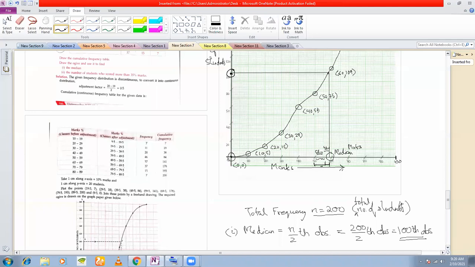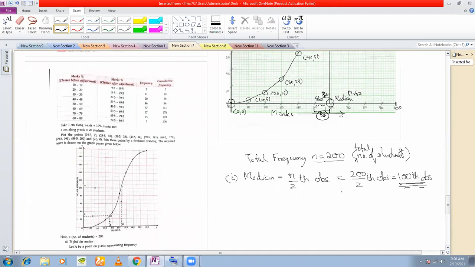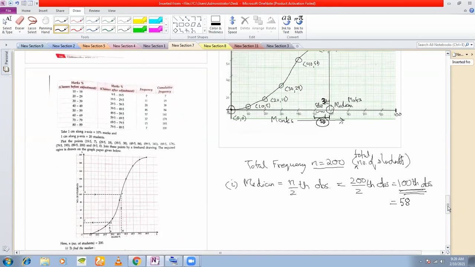That means this should be 59, or 58 also, if you have counted 8 divisions. Okay, it seems that it should be 8. Yes, it should be 8. So this is 3 divisions, not 4. So this is 58. So therefore, median is equal to the 100th observation, which is 58. Okay, any questions here?